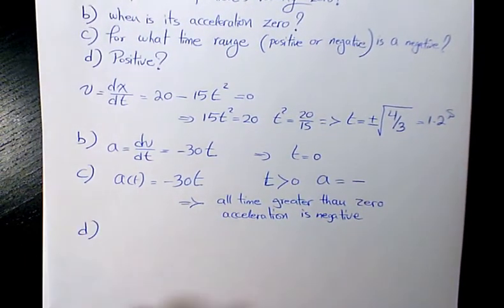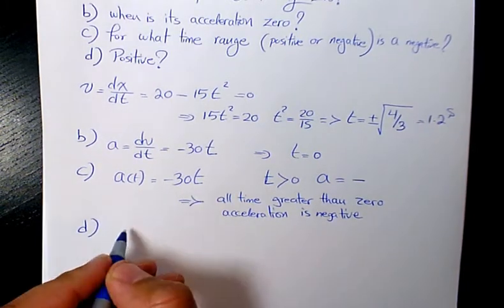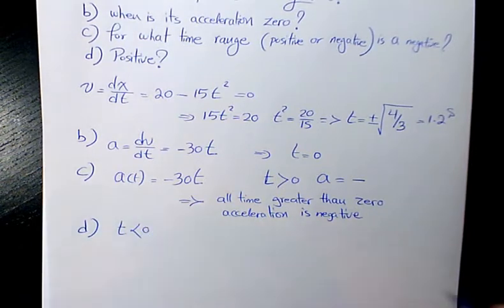Part D, it says when it is positive. Basically, it cannot be positive. Why? Because in order to be positive, we need to have negative numbers for time. And it's not possible to have negative numbers for time.